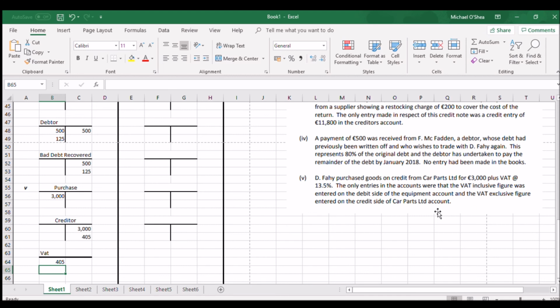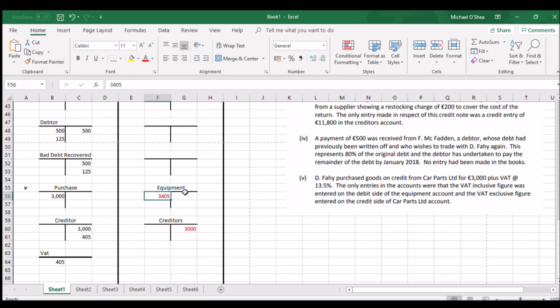So what entries were made? The only entries were made where the VAT inclusive figure was entered on the debit side of the equipment account. So equipment account, VAT inclusive figure, debit side. So VAT inclusive figure is 3,405. It's the figure that includes VAT. And the VAT exclusive figure, so excluding the VAT, was entered on the credit side of the creditor's account. We don't have an account for Car Parts Limited. It's the creditor's account. The VAT exclusive figure was entered on the credit side. So VAT exclusive 3,000.